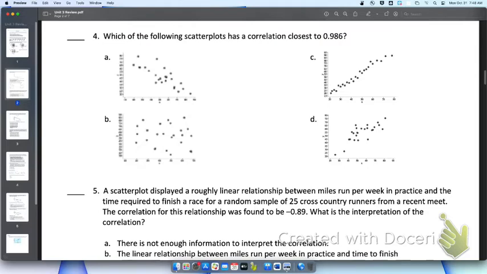What do you guys see about D? Positive or negative? Positive. Yeah, that was probably close to like 0.7, 0.8-ish. Okay. Any questions? So the answer to number 4 is C. Very good. All right. 5.